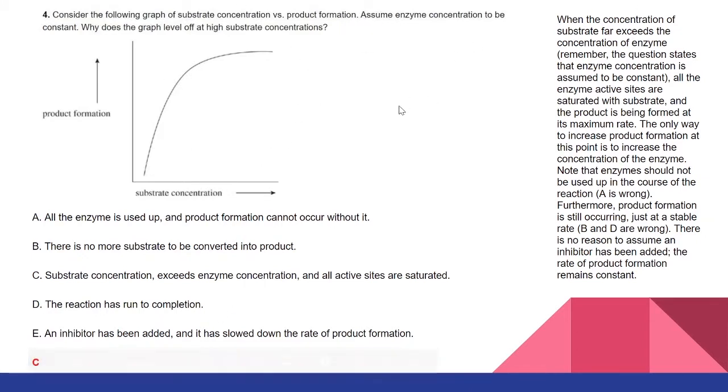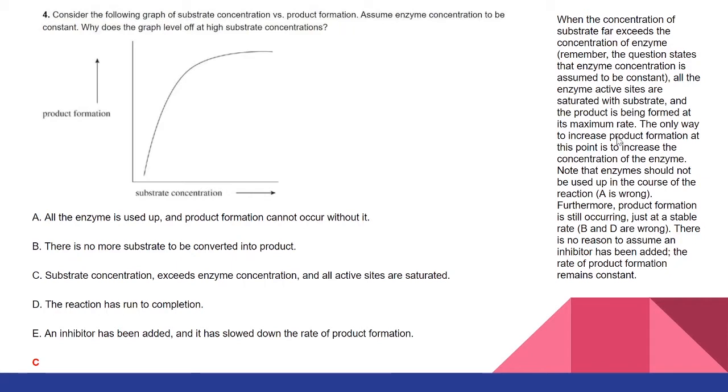So I got this off of cracksat.net, and they have a bunch of tests on there, like SAT type questions, and they also give you a really nice explanation. When the concentration of substrate far exceeds the concentration of enzyme, remember the question states that enzyme concentration is assumed to be constant. So enzyme concentration is constant, and all the enzyme active sites are saturated with substrate and the product is being formed at its maximum rate.